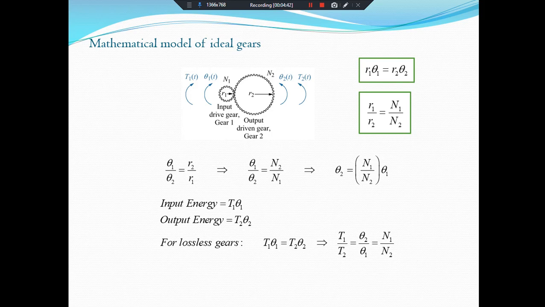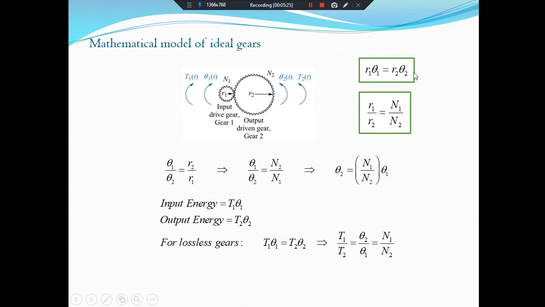The ratio of the number of teeth along the circumference is in the same proportion as the ratio of the radii. If a gear is small in radius, it has fewer teeth, and if a gear has a greater radius, it has a greater number of teeth. So the radius is directly proportional to the number of teeth. The ratio between R1 and R2 will be equal to N1 by N2. This is the relation between the radius of the gears and the number of teeth on the gears.